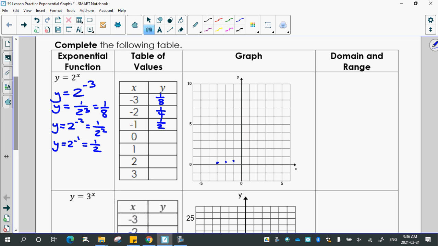What about 2 to the power of 0? Anything to the power of 0 is 1, not 0. Good. So 0 and 1. And then these ones we could probably do without writing them down, but 2 to the power of 1 is 2, so 1 and 2. 2 to the power of 2 is 4. 2 to the power of 3 is 8. So 3 and 8.